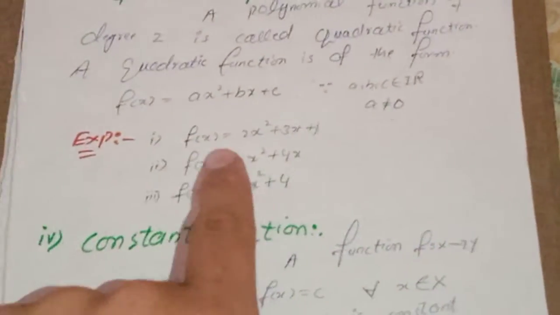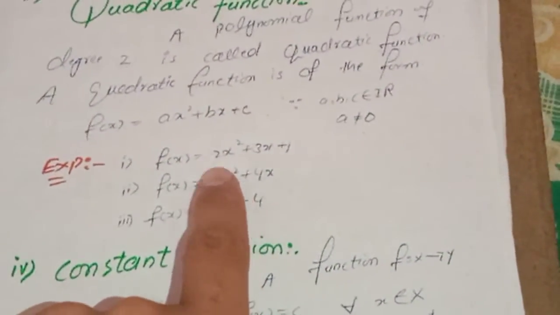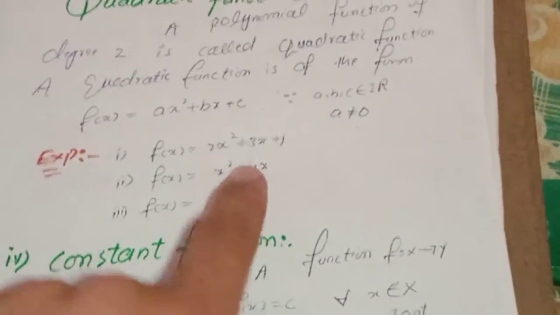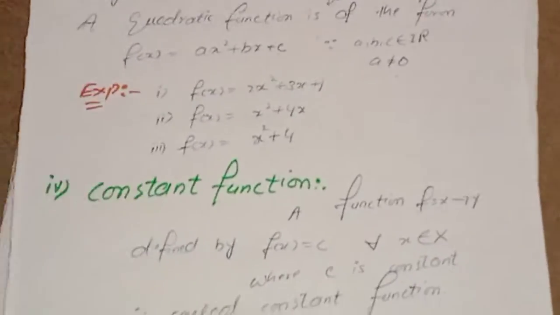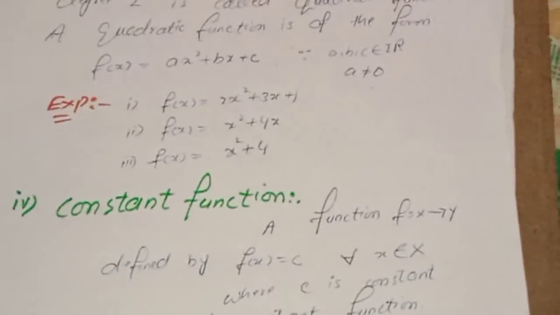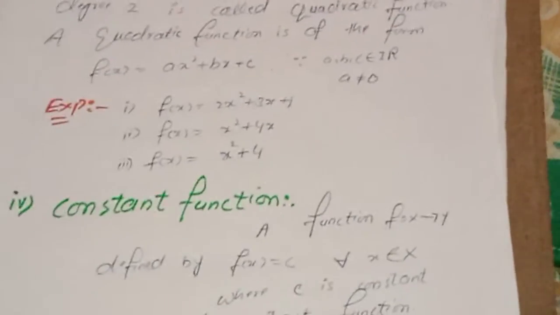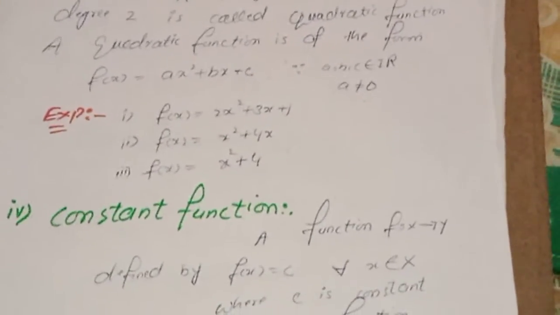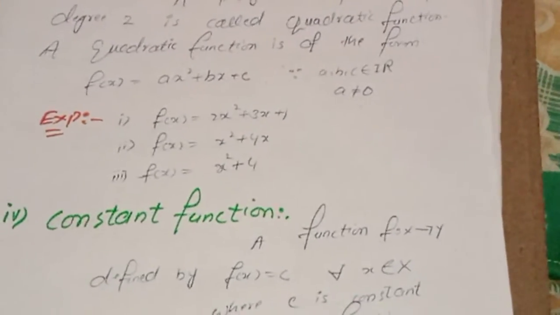So example number 1, if f(x) is equal to x square plus 3x plus 1, the highest variable power is 2, so the degree of this function is 2, so we can say that it is a quadratic function. Number second is x square plus 4x, it is also a quadratic function because the highest variable power is 2, so the degree of this function is 2. This is a polynomial of degree 2, so we can say that it is a quadratic function.